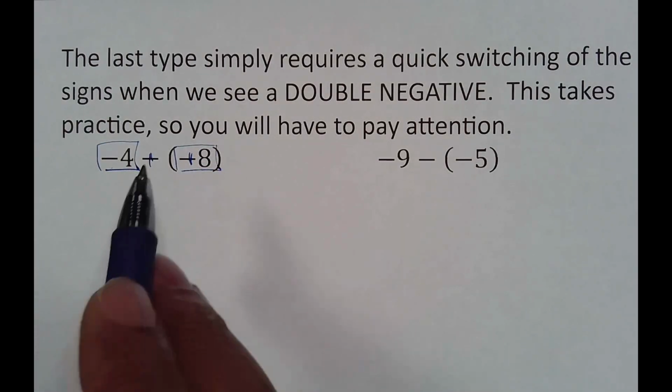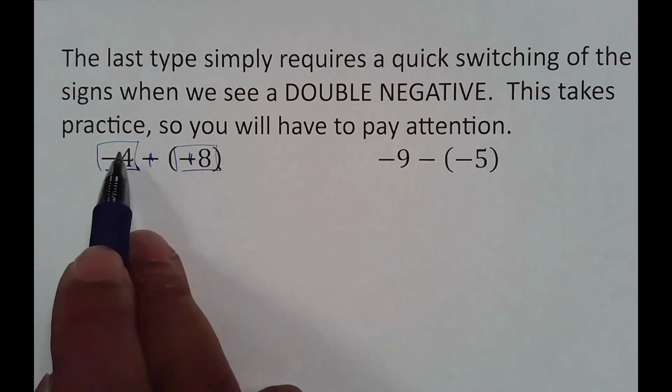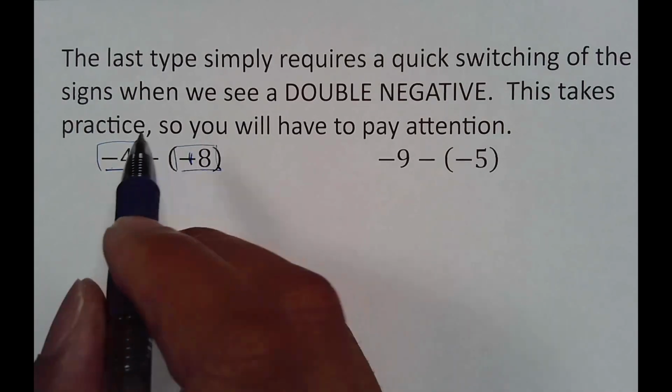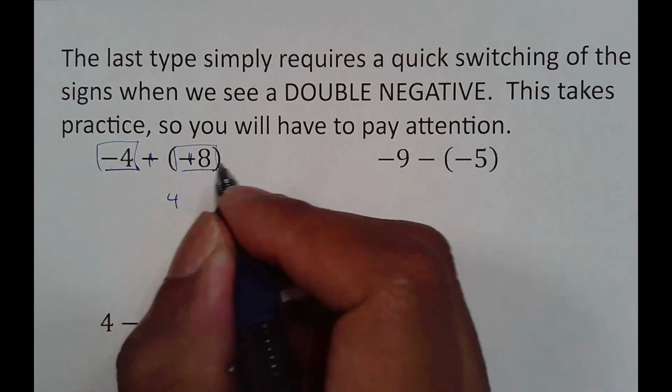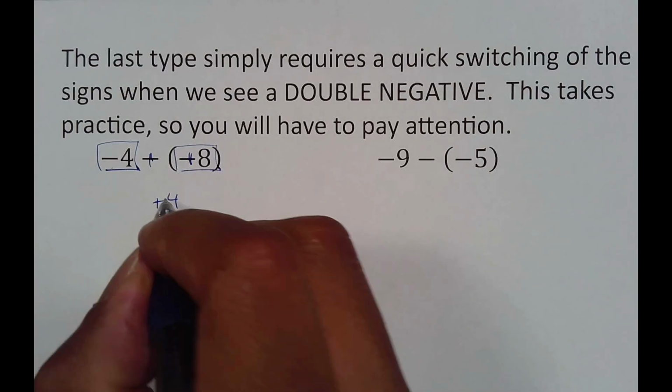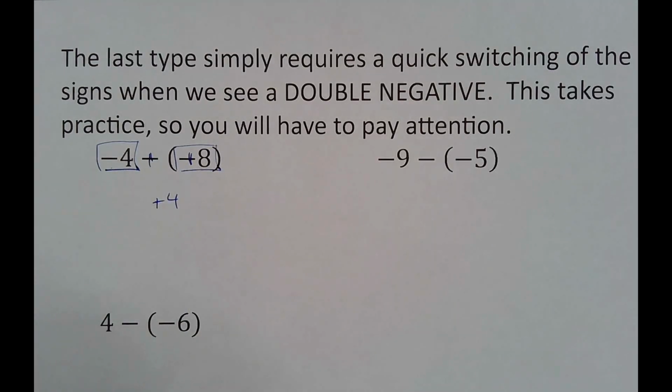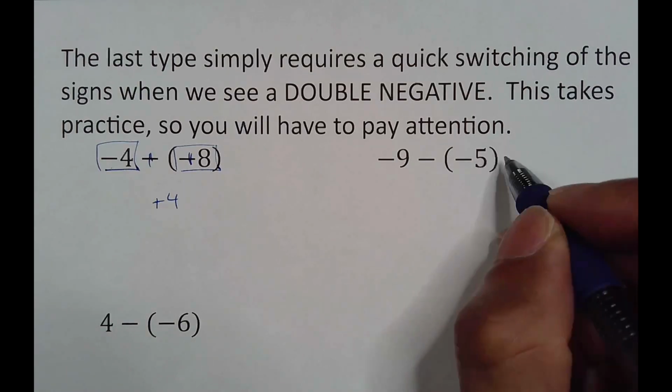Now you have to follow your rules. The signs are different, and so you subtract. In other words, they scored 4, we scored 8. You subtract to get 4. 8 is bigger, so it's a positive 4. You don't need to put the plus, but again, it doesn't hurt. Negative 9 minus negative 5.